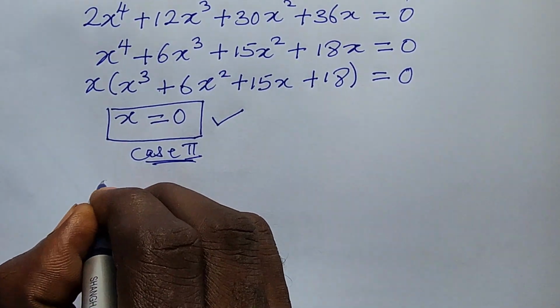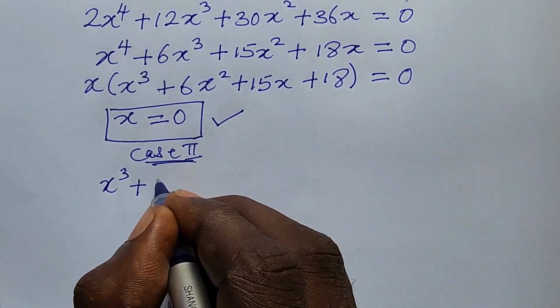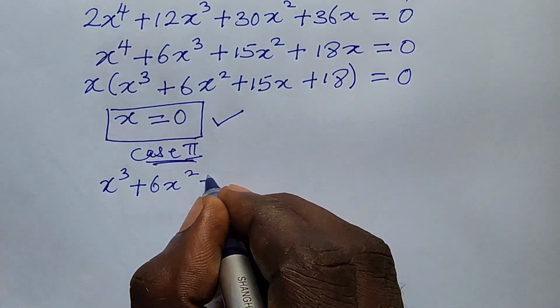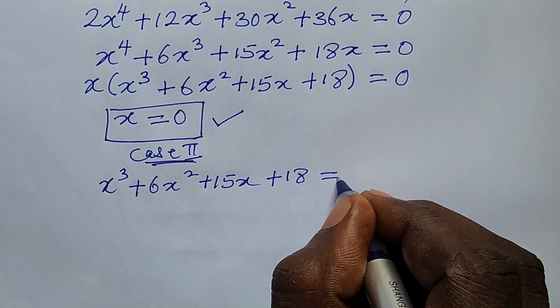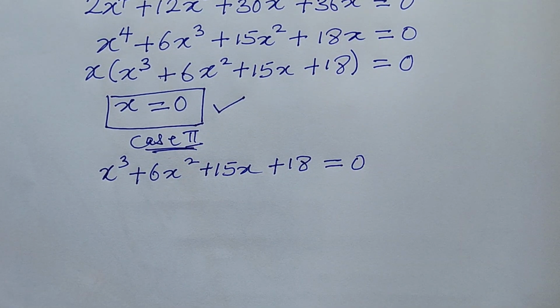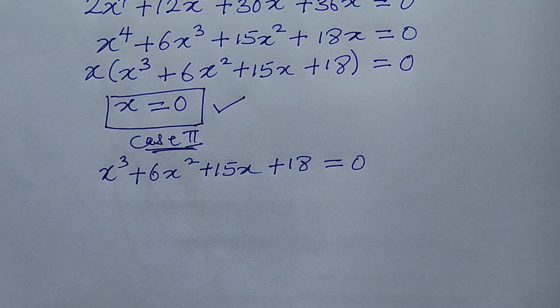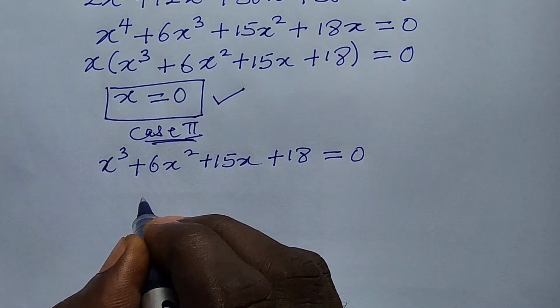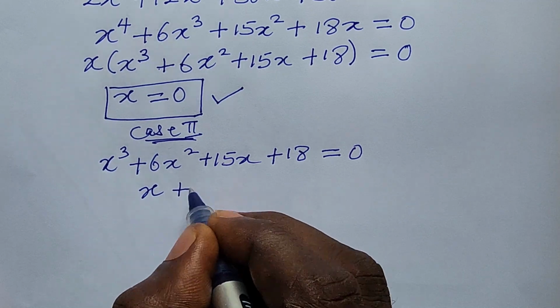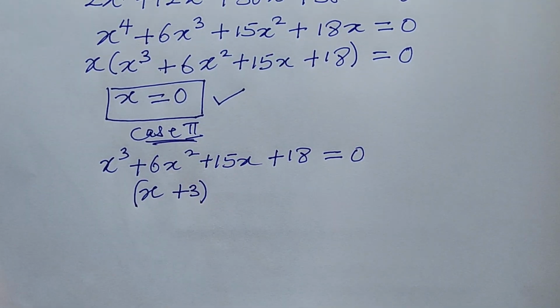So the equation is x^3 + 6x^2 + 15x + 18 = 0. This is a third order polynomial equation. So how do we get the first root to this polynomial equation? We do what is called the trial by error method. And if you do that carefully, you're going to have x + 3 as a factor. How did I get this x + 3?